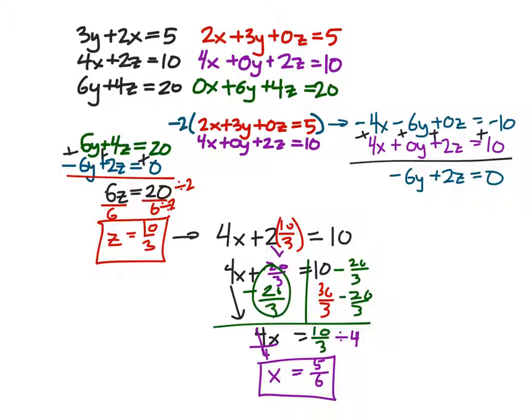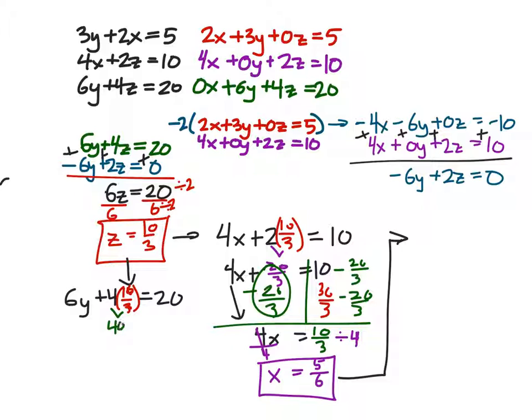So what we can do is, let's do this using the z first, and then we'll also do it using the x. And for the z, of course, I'm going to have to use that third equation. 6y plus 4z equals 20, but I'm going to replace the z value with 10/3. And of course, I will multiply 4 and 10/3, which would give me 40/3. So I got 6y plus 40/3 equals 20.